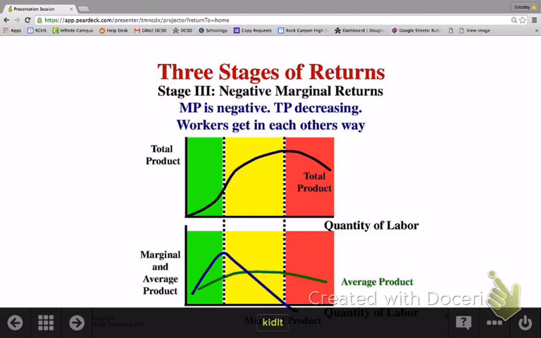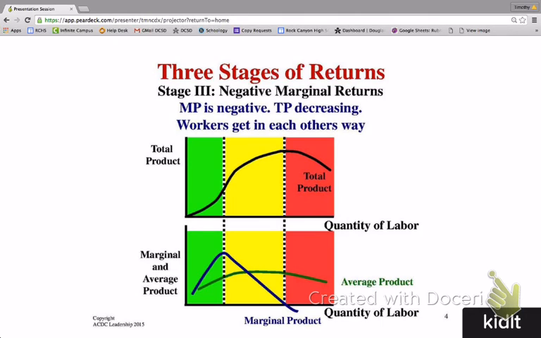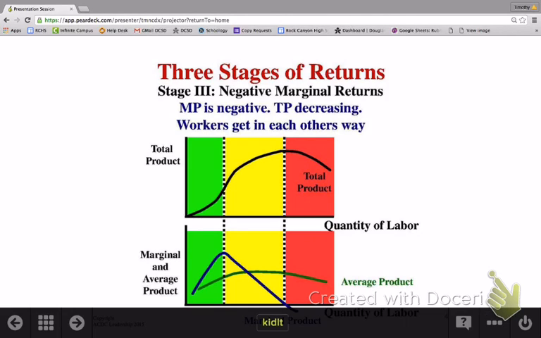Then in stage 3, we experience negative marginal returns. Marginal product here actually becomes negative and dips below the axis, and total product is actually decreasing. Why? Workers are getting in each other's way and becoming less productive.